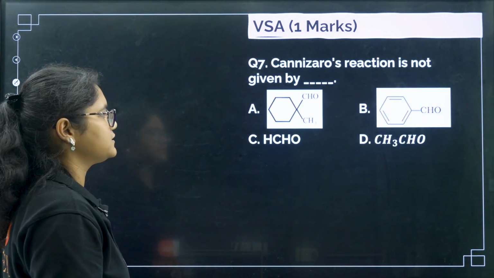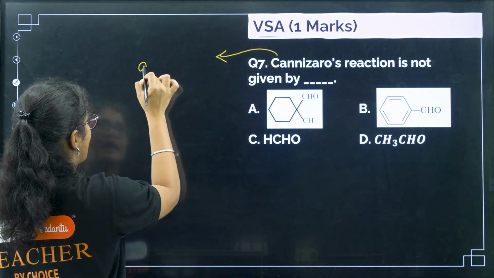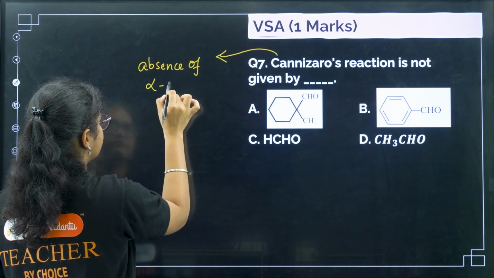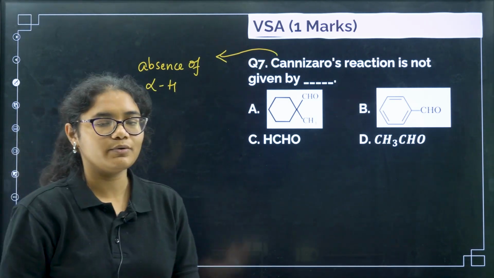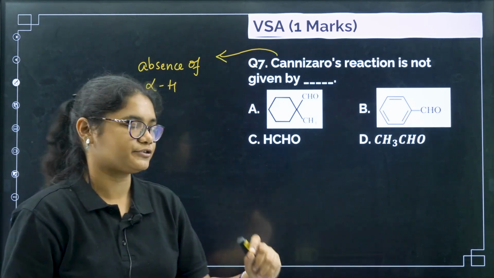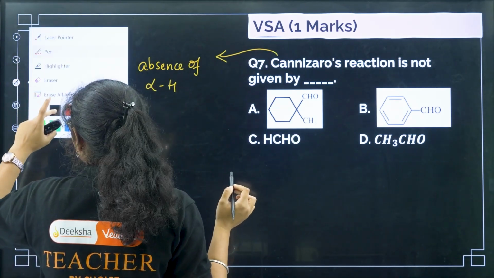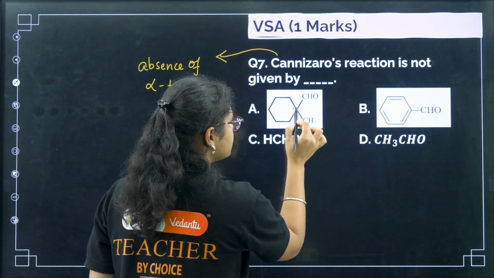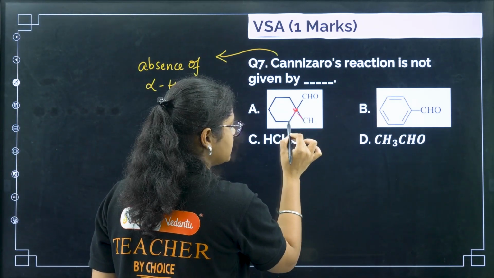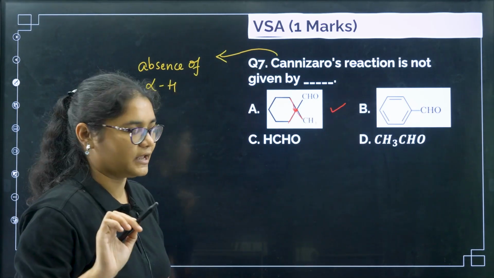Next, Cannizzaro reaction is not given by. So what's the condition for Cannizzaro reaction? Absence of alpha hydrogen. If there is no alpha hydrogen, then we can get products in the Cannizzaro reaction. Now if you see this first compound, this is the alpha carbon. It has no alpha hydrogen because here CH3, here CH2, CH2, no alpha hydrogen. So this one will show Cannizzaro reaction.